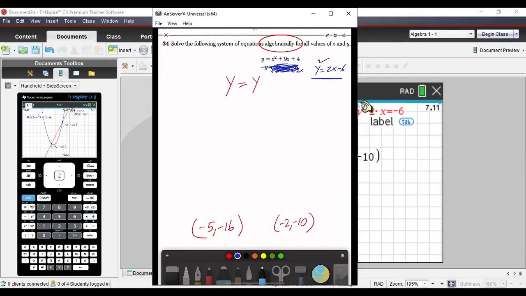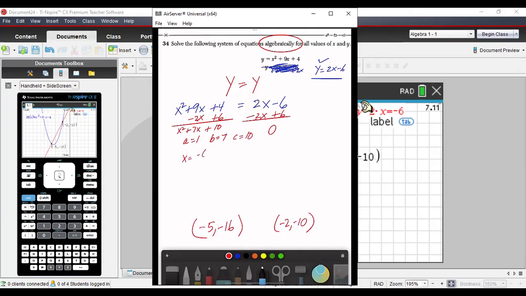Now we can do that y equals y. So we can have x squared plus 9x plus 4 equals 2x minus 6. Now, like we've done a million times before, we're going to move the terms on the right-hand side over to the left-hand side. So we're going to subtract 2x from here. We're going to add 6 to here. This is going to be 0. This is going to be x squared plus 7x plus 10. That means our A is going to be 1, our B is going to be 7, our C is going to be 10.